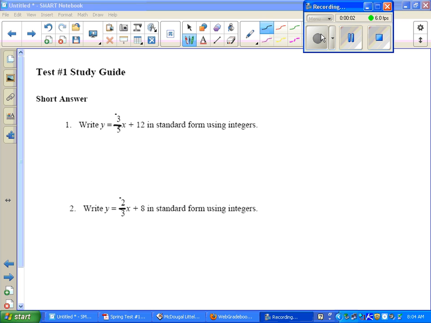Okay, this is test number 1. This is our study guide. We're through section 5.6 now. The last thing we did was standard form. Question number 1 says write y equals 3/5 x plus 12 in standard form using integers.